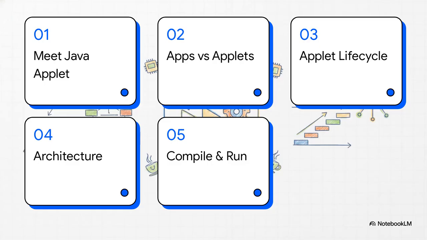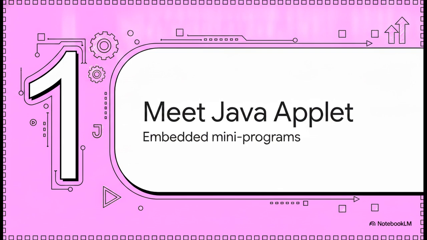Here's our quick roadmap for this explainer. First, we'll meet the Java applet, compare apps versus applets, map out the applet lifecycle, explore its underlying architecture, and finally, look at how to compile and run one. Starting off with Section 1, meet the Java applet.